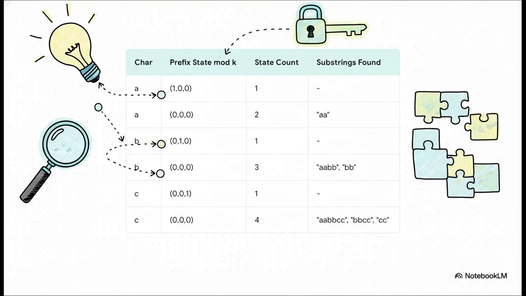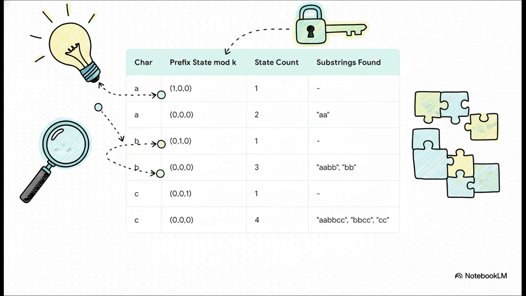Now, this table shows the absolute magic of prefix hashing. Here's how it works. For each character we process, we keep a running count of A's, B's, and C's. The prefix state is a snapshot of those counts, but with a twist. We only care if the count is a multiple of our k, which is 2, so we do a mod k. A state of 0, 0, 0 just means we've seen an even number of A's, B's, and C's so far. And here's the brilliant part.